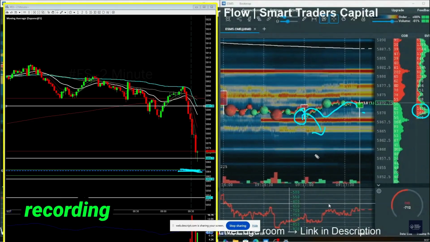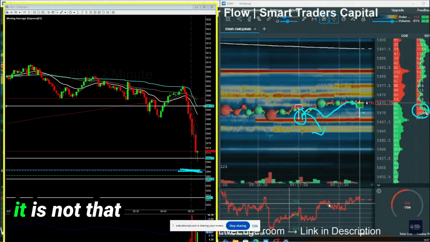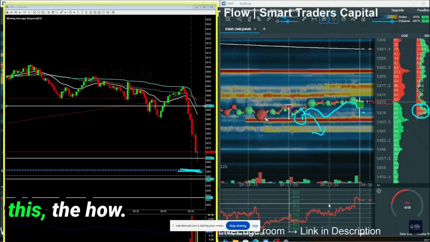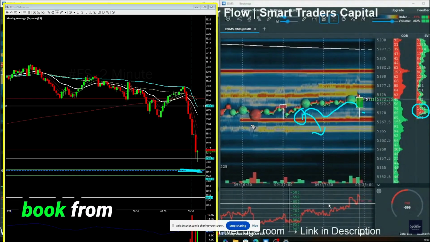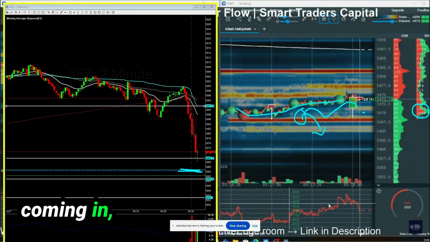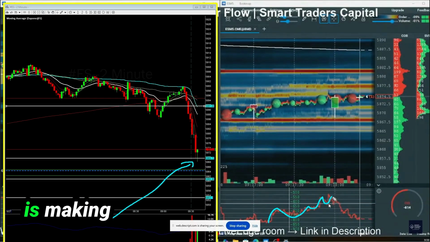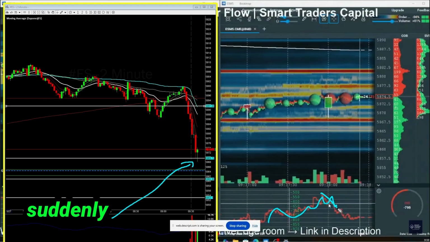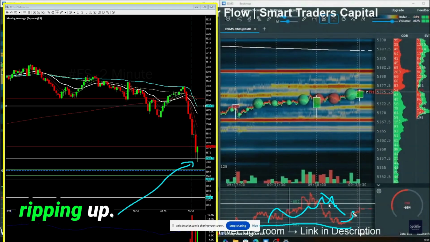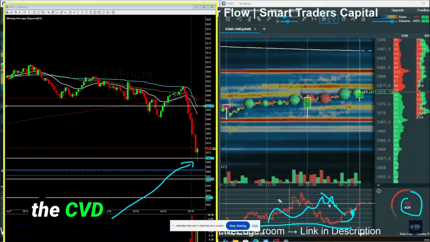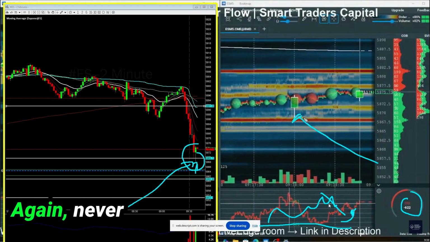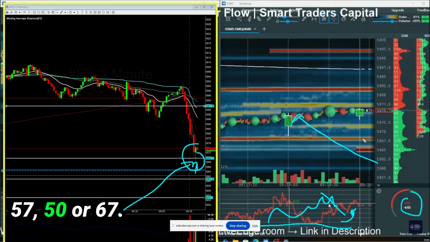If you go back to my recording from a few seconds ago, it was not that big. Now it is getting larger and larger. Look at how this is flipping the book from aggressive sellers to green bubbles, meaning aggressive buyers are coming in. The CVD is making higher highs, then suddenly dipped but stayed above the low, and then you see it ripping up. Continuously monitor the CVD and the bottoming tail, which again is never able to break the 58.67 level.